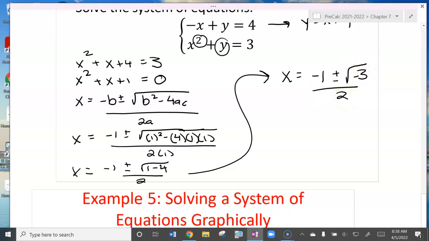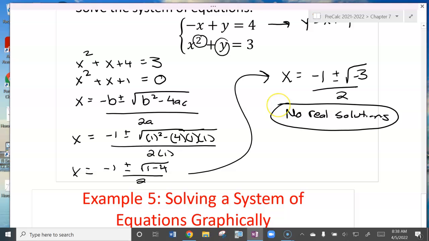Now check that out. You have a negative under the square root. That means that we don't have any real solutions. They would go complex. So this is no real solutions. So once I see that, I don't have to continue because I've already gone complex.